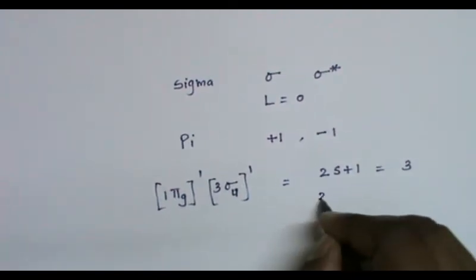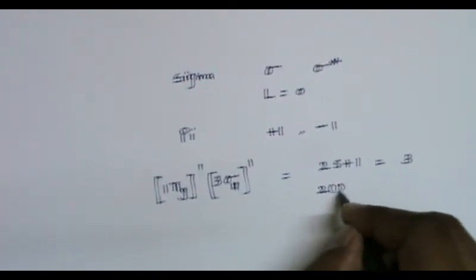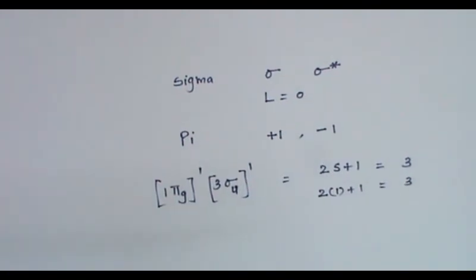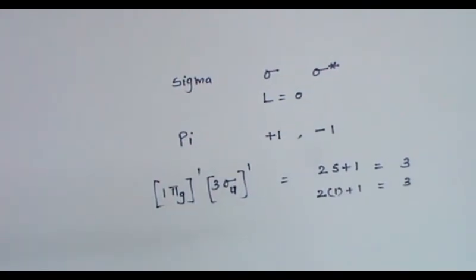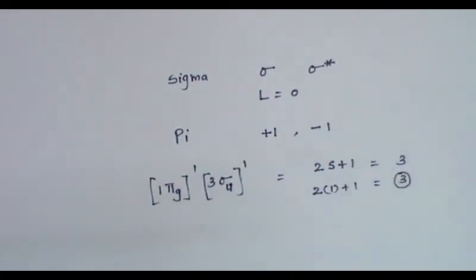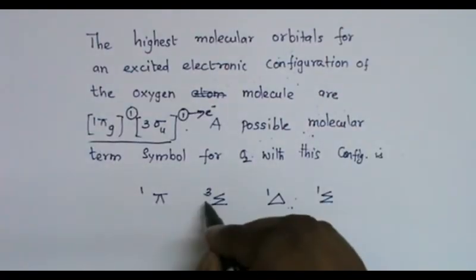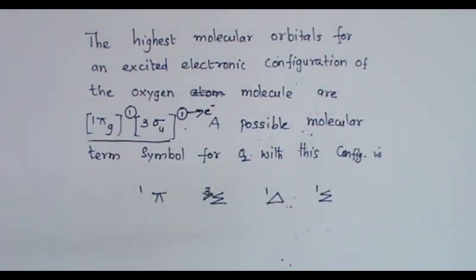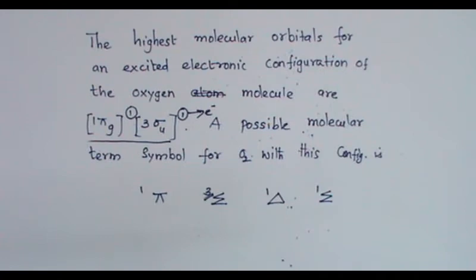You can go for the calculation also. 2 times 1 plus 1 will be 3. Simply, I go for the number of unpaired electrons plus 1. So the spin multiplicity will be 3. In the problem, they have given one option with triplet sigma. But we can't say that this is the answer. Let's go for the L value also and let us try to predict.